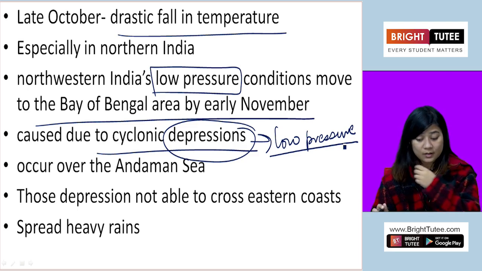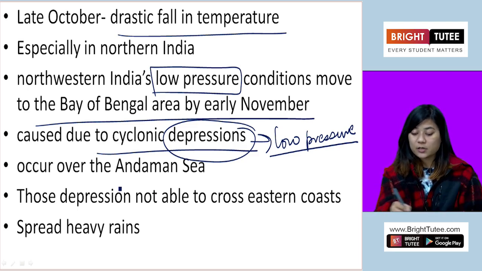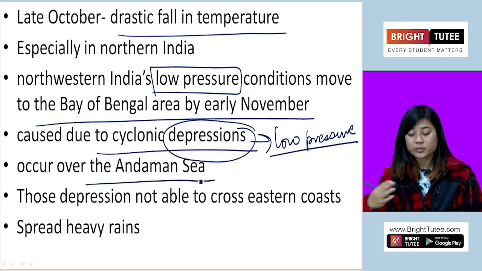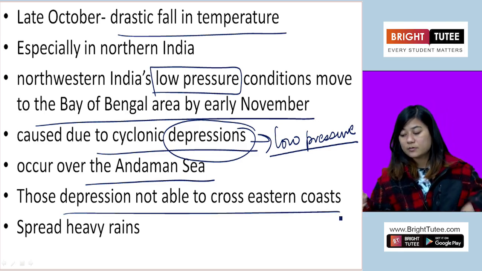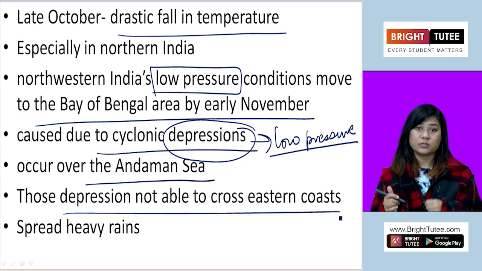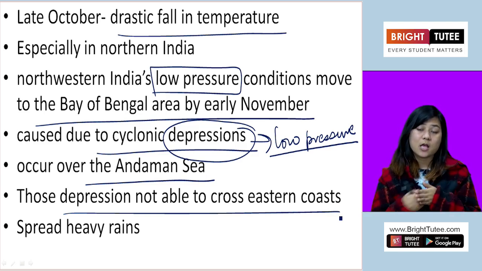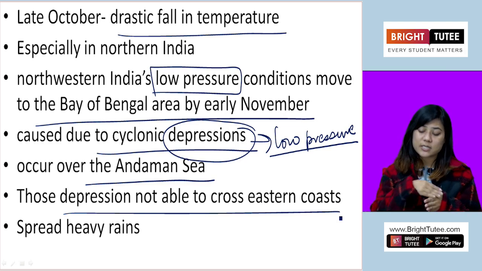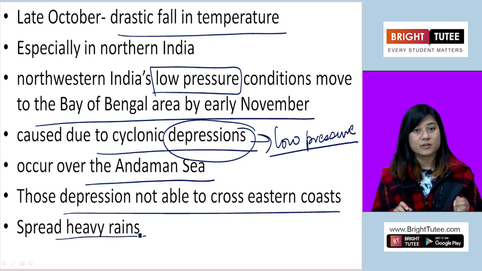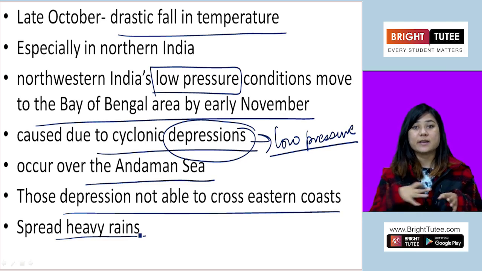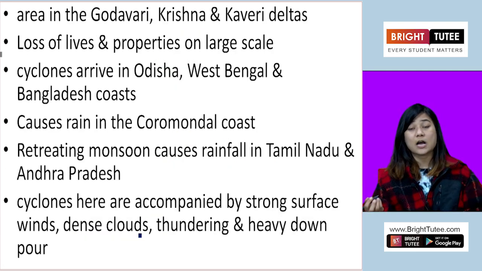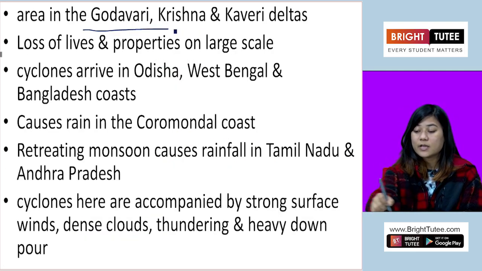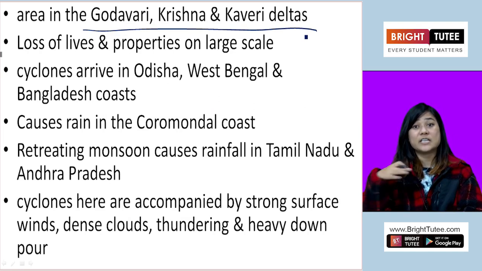So this cyclonic depression occurs in the Andaman Sea, the water bodies surrounding the Andaman islands. Now because these depressions are not able to cross the eastern coast, because we have the eastern Ghats again, they spread heavy rains in the areas located in that region. Let us see what these areas are. The areas are the Godavari, Krishna, Kaveri river delta areas.